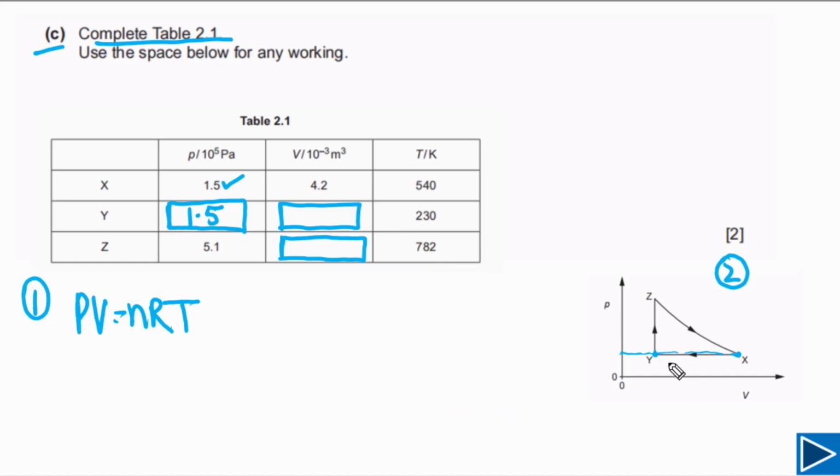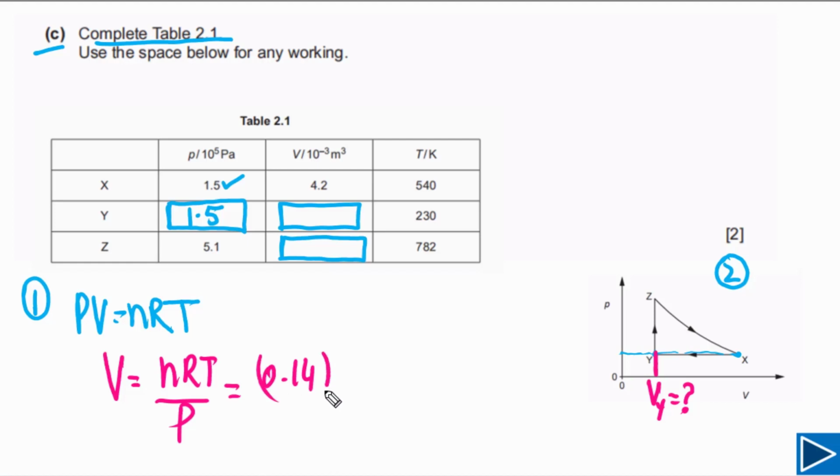Now let's try to find out the value of V at state Y. So simply we can say this is Vy and we need to find out the value of V at Y. For that purpose we have to use this ideal gas equation. We can say in this case V is equal to nRT divided by P. And we have already calculated n, that was equal to 0.14 moles, and R is the gas constant, so we can say this is 8.31 joules per mole per Kelvin, and temperature has to be in Kelvin. It is already given in Kelvin, so we can write down the value of T.